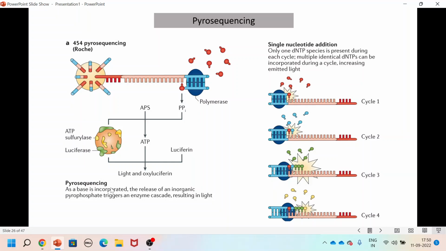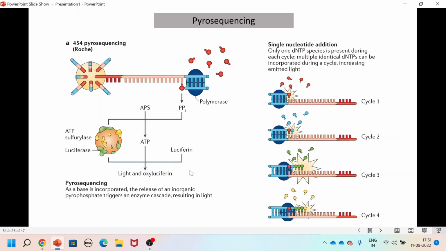In pyrosequencing, it is based on the principle of the generation of light, and this light is then detected by CCD cameras. It is based on the principle that when a base is incorporated, it leads to the release of an inorganic pyrophosphate, and this triggers an enzyme cascade. We know that addition of a base during DNA synthesis leads to the release of pyrophosphate, as I showed previously. After this, the pyrophosphate leads to the activation of the enzyme luciferase, and this luciferase acts on luciferin, which is a light emitting molecule.